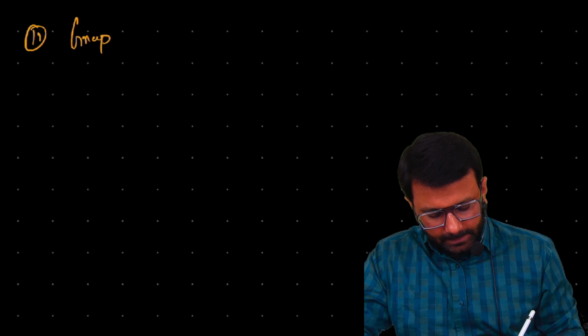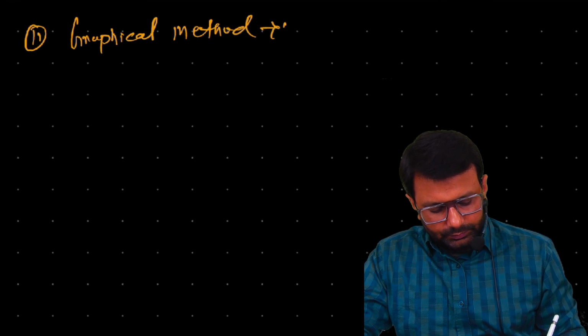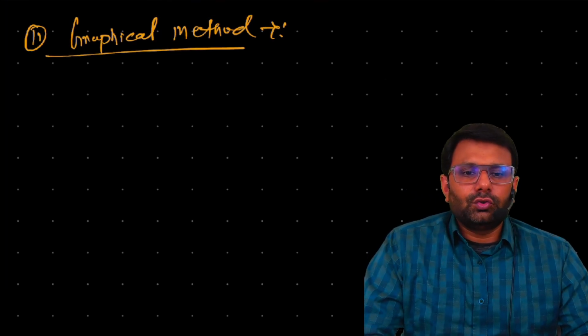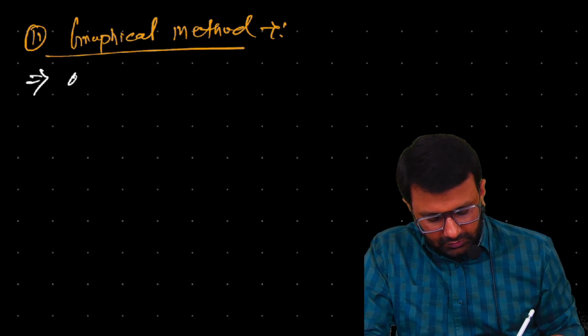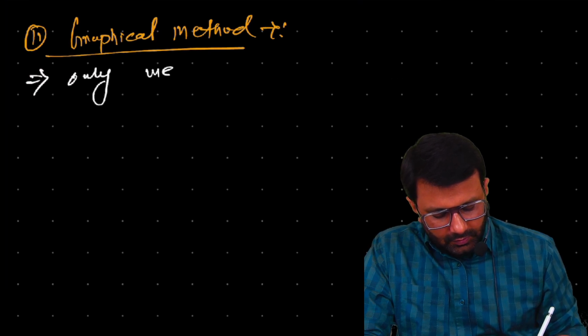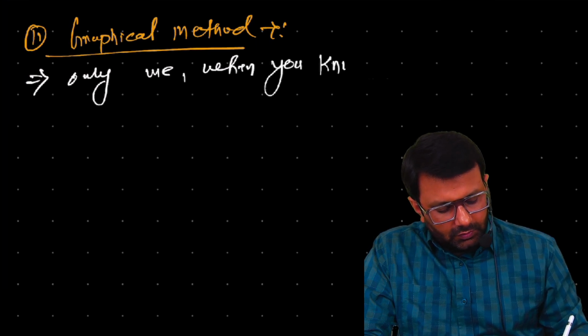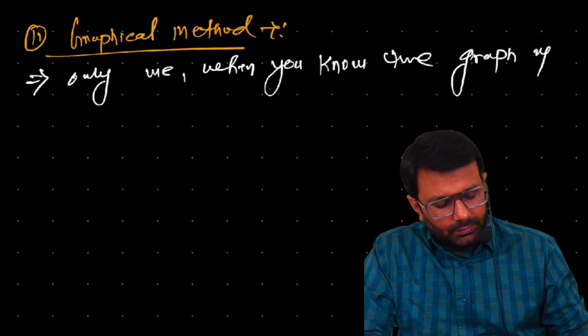Second is the graphical method. You use this method only when you know the graph of a function. Only use it when you know the graph of the function.